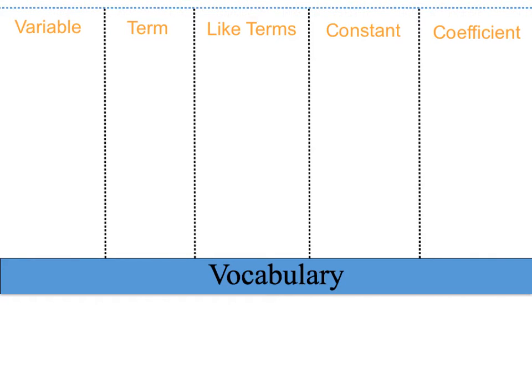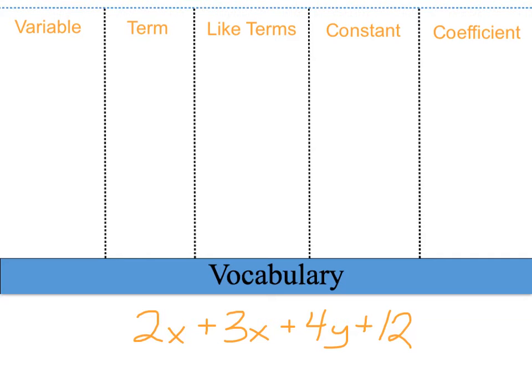But before we do that, let me write down this algebraic expression: 2x plus 3x plus 4y plus 12. So once again, this is an algebraic expression because it has numbers, it has an operation sign, and it has variables. So let's talk about the different parts of this algebraic expression.